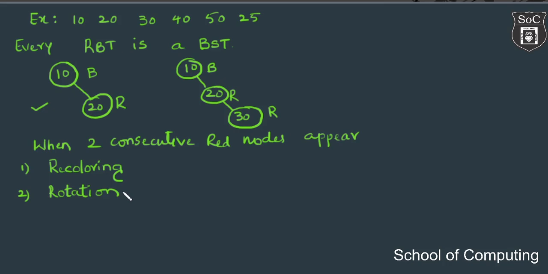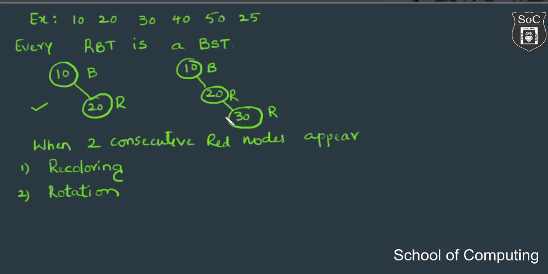Now the point is, when should I do recoloring and when should rotation be done? So please try to understand this point carefully. Observe the example. When only 10 and 20 were there, was there any violation of RBT? No, so this is fine. The problem came when 30 was inserted. So who is the culprit? 30 is the culprit, and two consecutive reds appeared here.